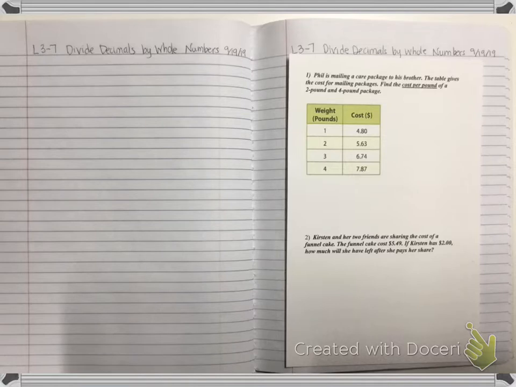So we're going to go ahead and get started on the left side of our composition notebook, and we're going to take some notes. So let me switch over to our new screen, and here we go. So we're going to start with a problem. 6.8 divided by 2.